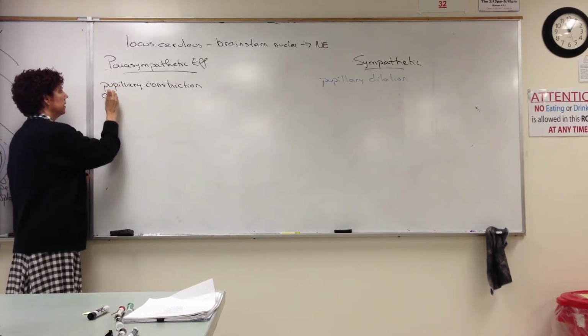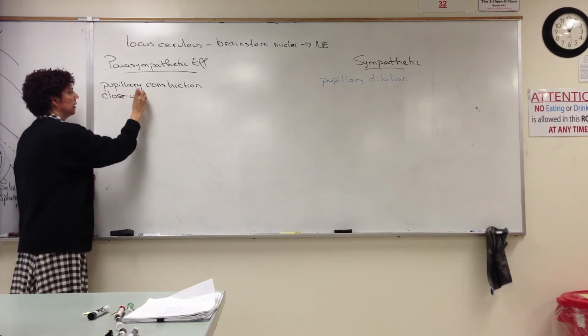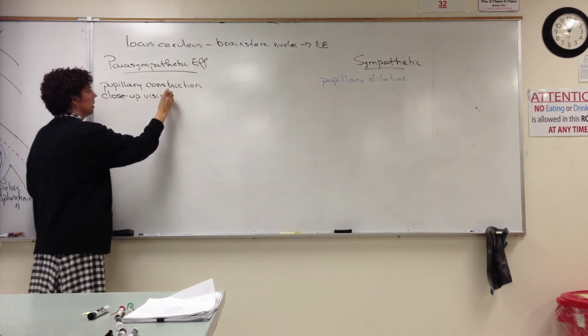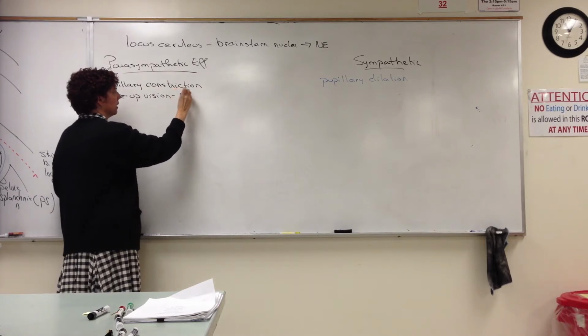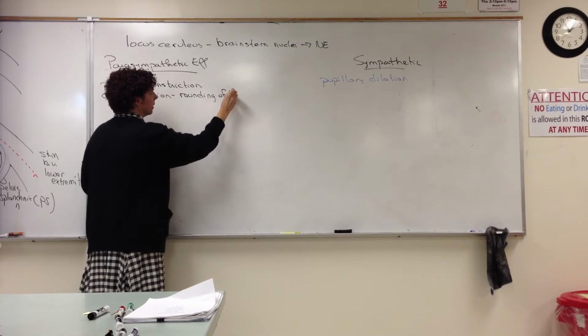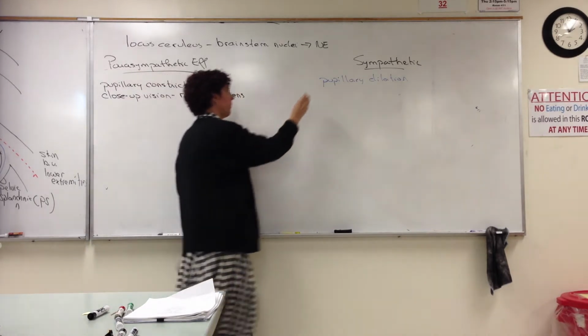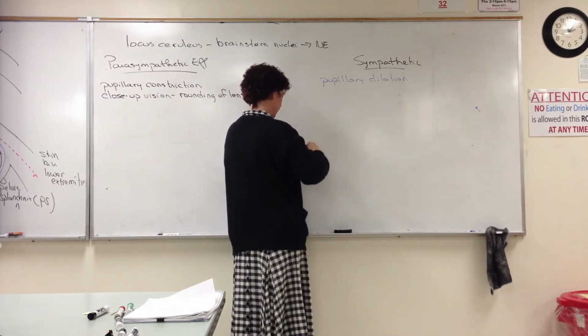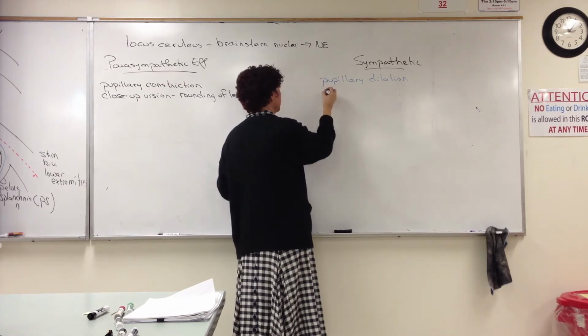Close-up vision, due to rounding of the lens. And this is distance vision, due to flattening of the lens.